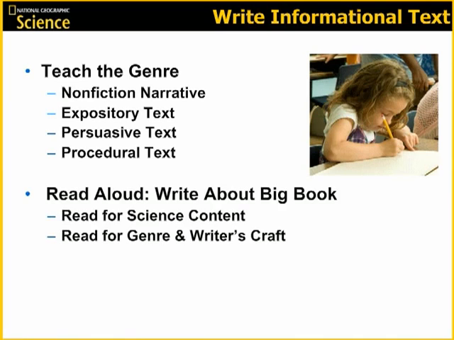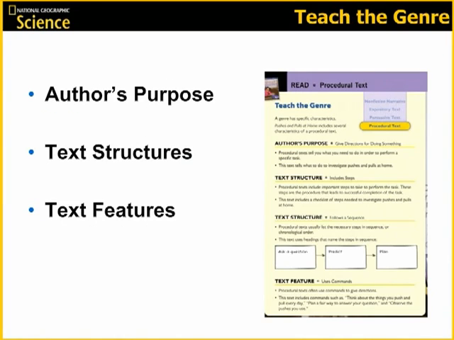Then, using the Write About Big Book as a read aloud, you'll do a first reading focusing on science content and a second reading focusing on the genre and writer's craft. After the readings, students will work on their writing projects. In teaching the genre, you'll cover the author's purpose, 1 or 2 text structures, and a text feature.